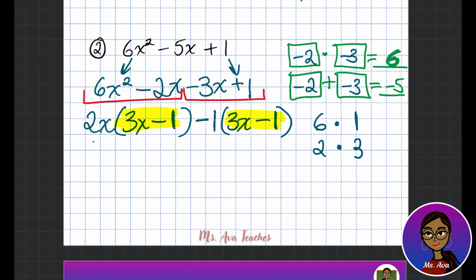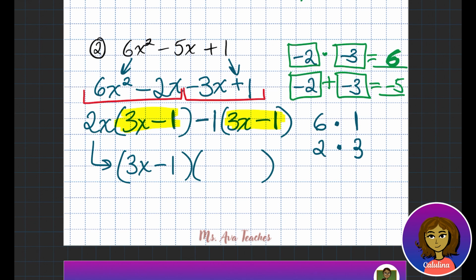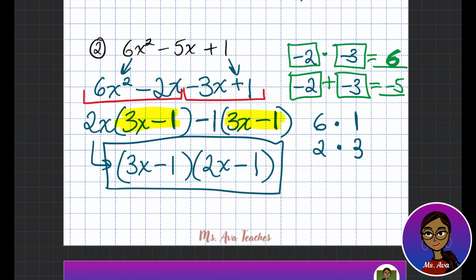And now we can put it into the factored form. So go for it. What's that going to be? So you'll have a 3x minus 1. And then the other one is going to be like 2x minus 1. Perfect. This is it. And one thing I want to say is that you don't have to put them in this order. You can write the 2x minus 1 first if you want, and then write this one. It doesn't really matter. But yes, that's kind of how that's done.